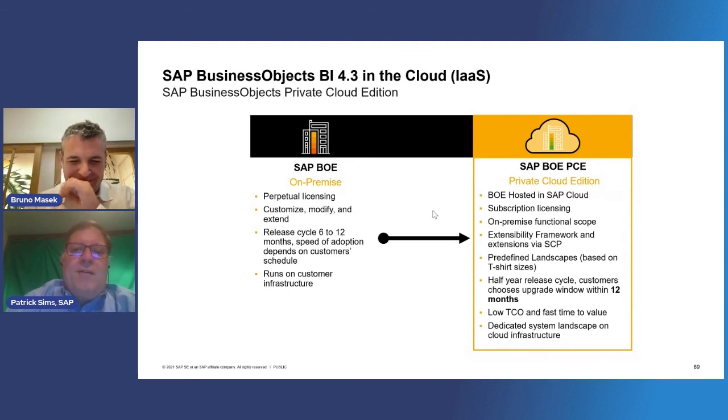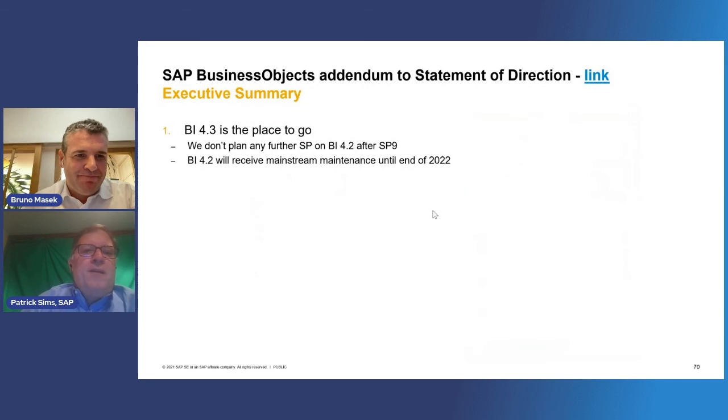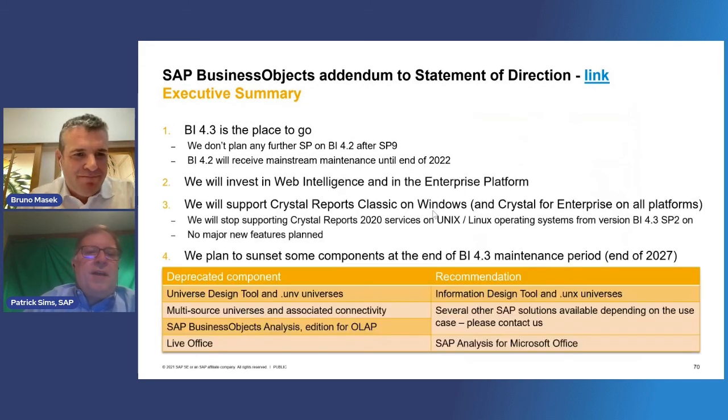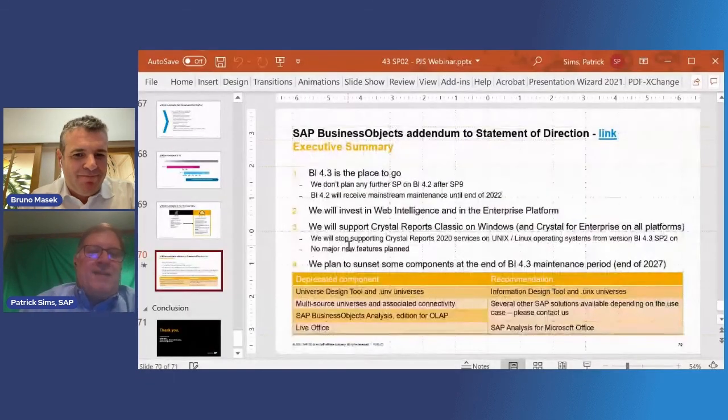As it is right now, it's Service Pack 1, but to Bruno's question and point, BOBJ or BOE PCE will become Service Pack 2. And for those of you who've installed it, you have a choice of when you want that to happen. So BI 4.3 is the place to go, all that good stuff. So that's it, Bruno.